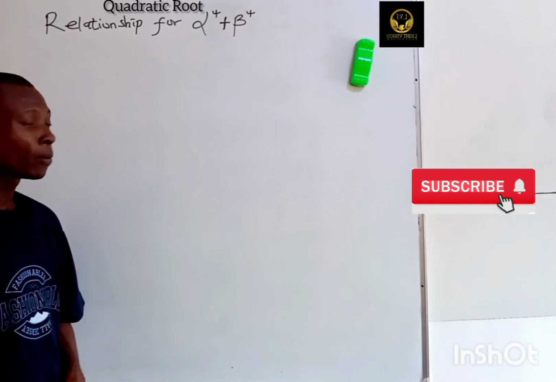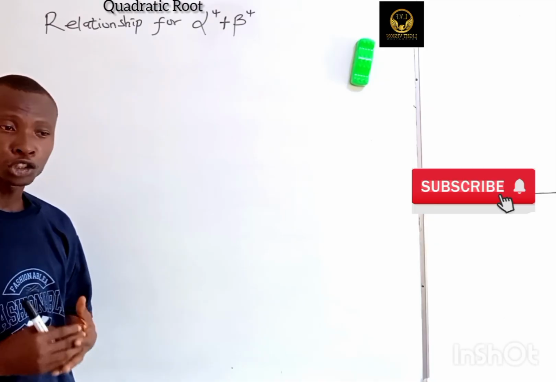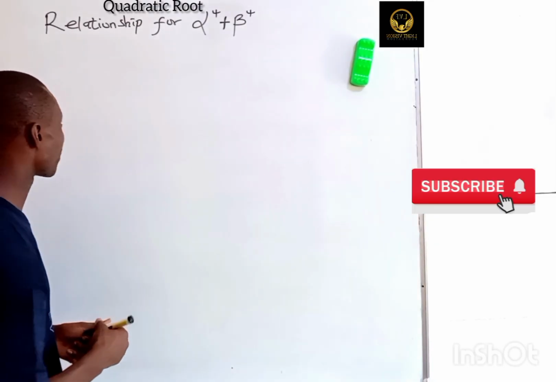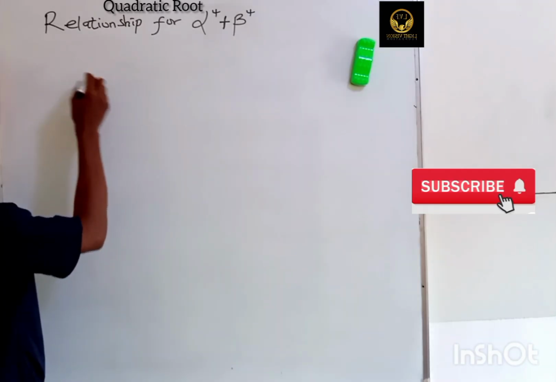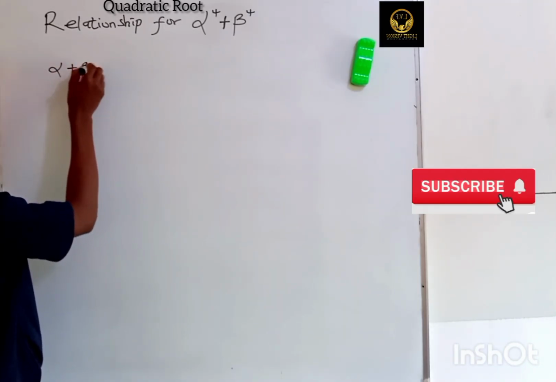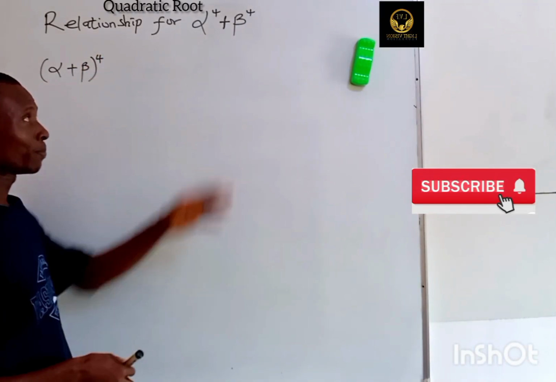Alpha raised to power 4 plus beta raised to power 4. Now we are trying to derive the relationship so that you won't be confused when we start solving examples with them. Now, how do we derive this? This is derived from saying alpha plus beta raised to the power of 4. So here, how do we expand this?